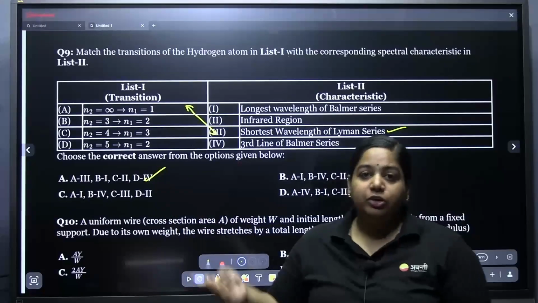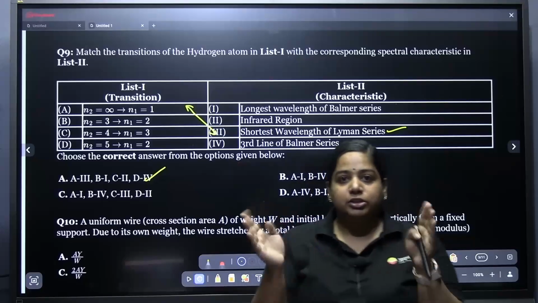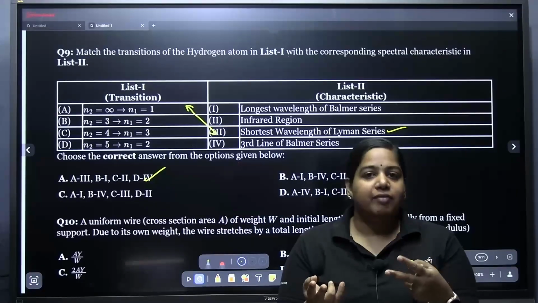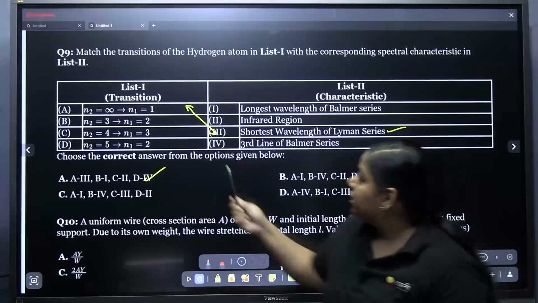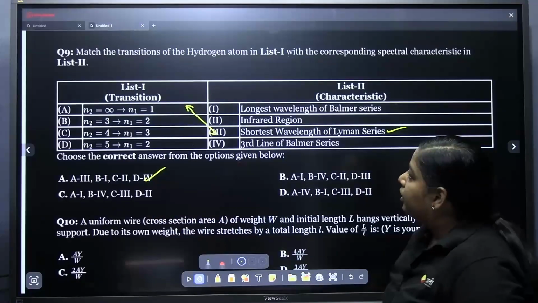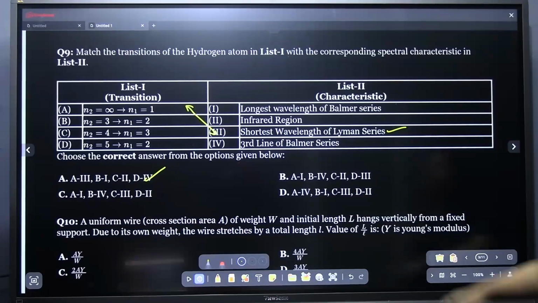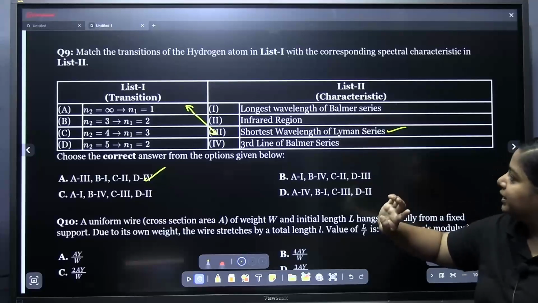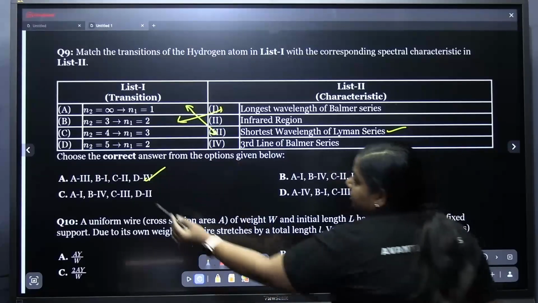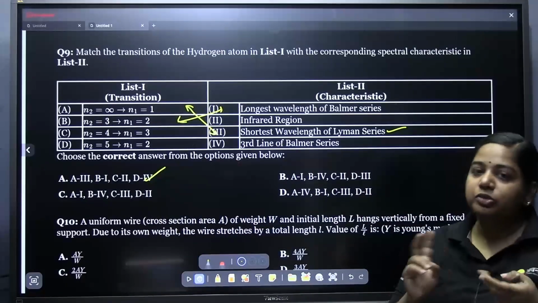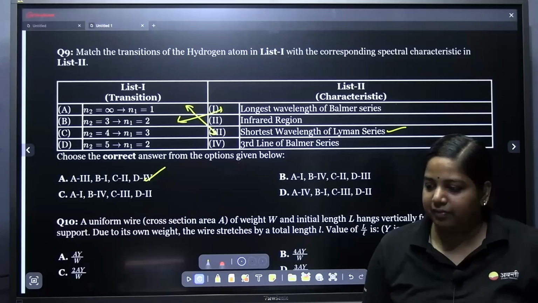Now let's say 2 options are having it. Then you can check one more thing: the shortest gap means minimum energy, maximum wavelength. Here the shortest gap is between 2 to 3, right? 2 to 3 is the shortest gap. And N1 equal to 2 is the Balmer series. So you can see the longest wavelength of the Balmer series, B1. So that is also there. Like this, with just 2 values you can get the correct answer. You don't have to solve anything. Okay.